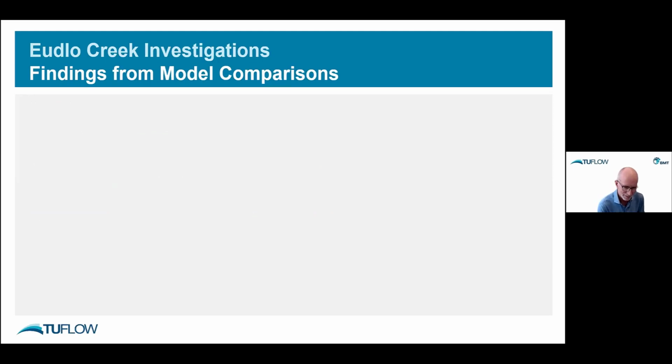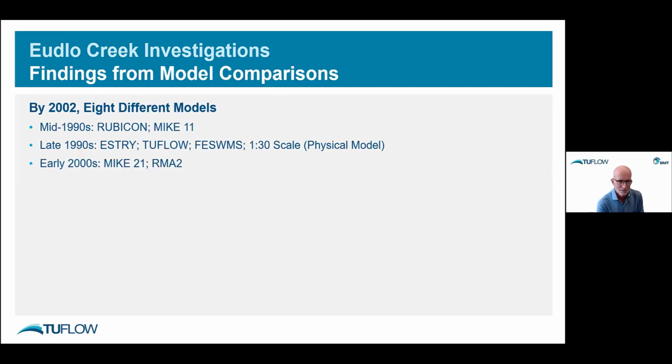What's particularly nice about this study is it allowed a pretty exhaustive comparison of models. So there are 8 different models. In the mid-1990s, so the initial hearing, there's Rubicon and Mike 11. Late 1990s, Estuary, which is the 1D part of TUFLOW, TUFLOW in 2D form, FESWIMS, which is a 2D flexible mesh model out of the States at the time, and a physical scale model. They actually built a 1:30 scale model. Then during the court hearing, they added Mike 21, and then RMA2 was also used. So we have this quite amazing suite of comparisons that can be made.